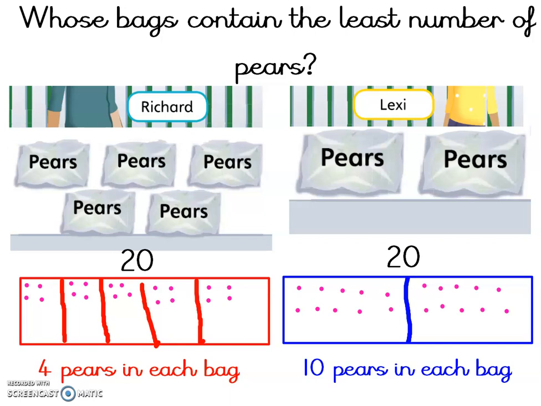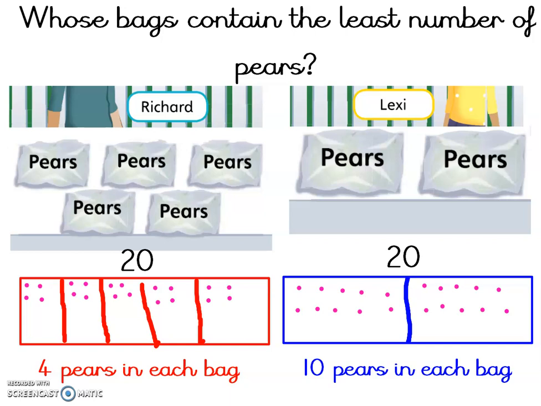So whose bag contains the least number of pears? Well, knowing that least means the smallest or the lowest, then that must be Richard. And we can use our previous idea of, can I tell by how many bags they've got? Well, if it's the same number, and you divide it by a larger number, or share them into more groups, you're always going to have a smaller number.